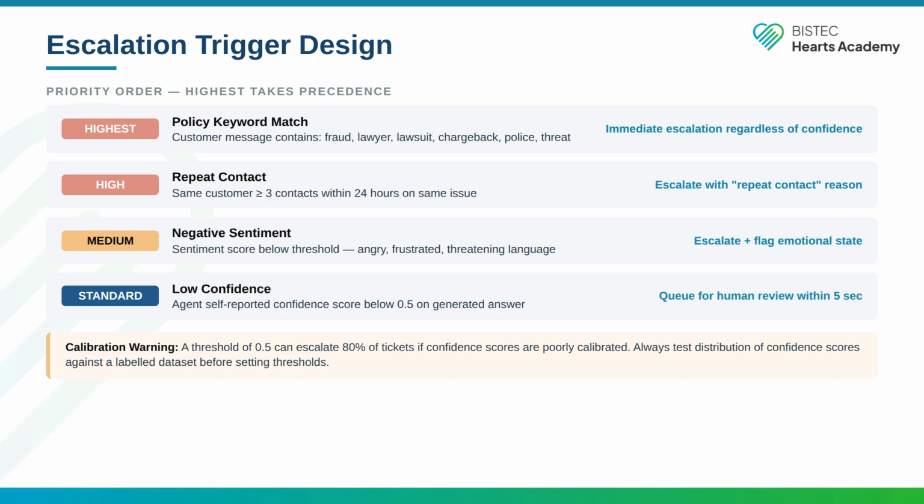Confidence threshold is the standard case. The agent self-reports a confidence score between 0 and 1. Below 0.5, the ticket enters the escalation queue with the low confidence reason logged.